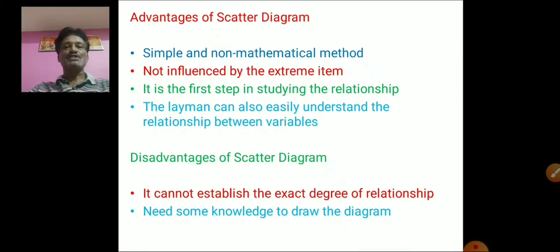So these are the points you take for the advantages of scatter diagram. Now you take into account the disadvantages or demerits of scatter diagram. Number one, it cannot establish the exact degree of relationship. Simply we can understand that some sort of relationship is there, but we can't understand exactly what the relationship is between the given variables.